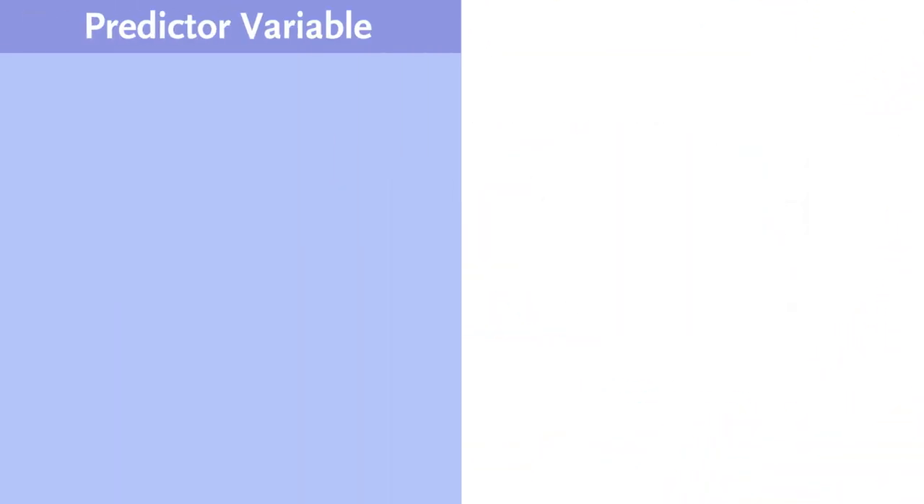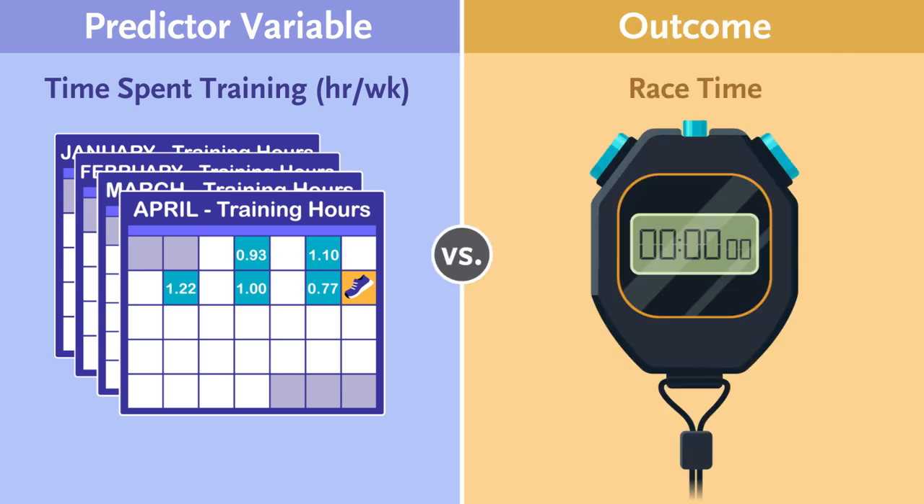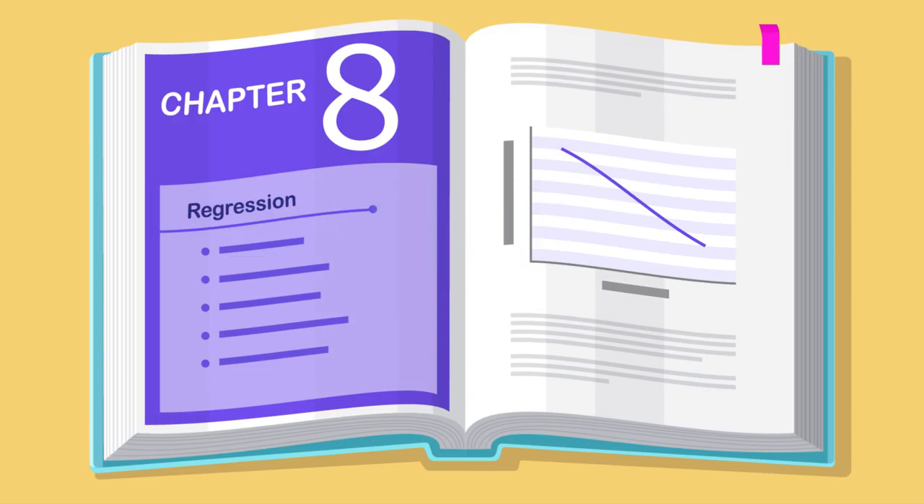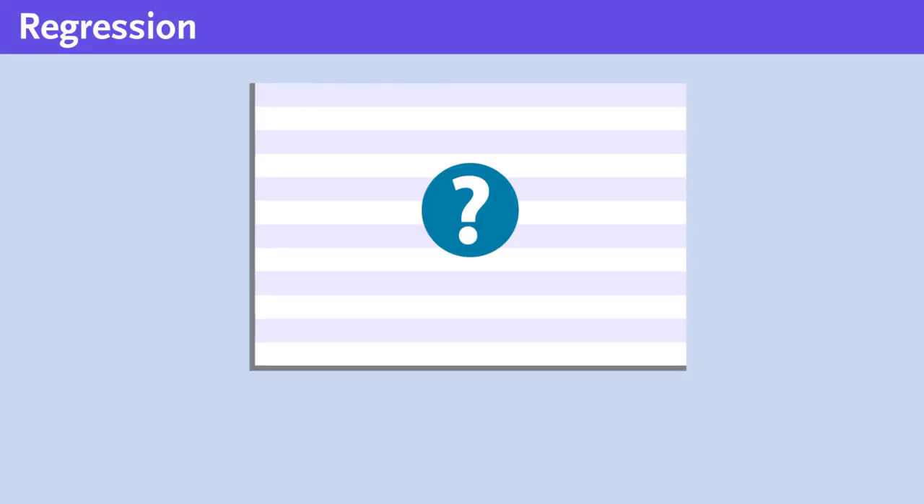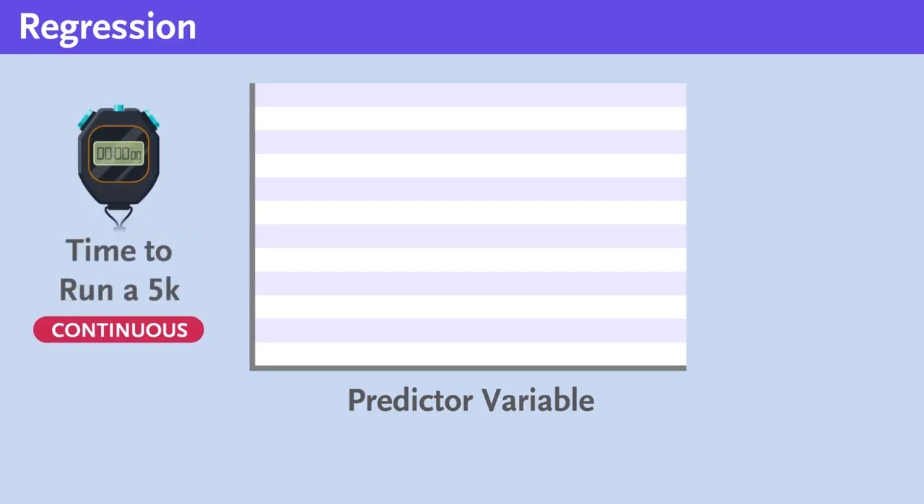You need to examine the strength of the relationship between a predictor variable, time spent training, and an outcome, race time. This is starting to sound like the regression chapter of your stats textbook. Regression describes the relationship between outcome and individual predictor variables. When the outcome of a variable is continuous, here the time to run a 5K, linear regression is used.